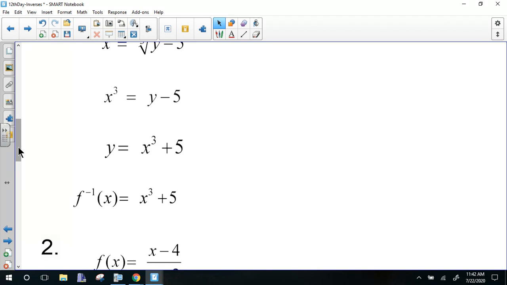To check your answer, you can graph both, see if they're reflective along the line y equals x. You could also do the composition of functions, plug one into the other, and see if they equal x.